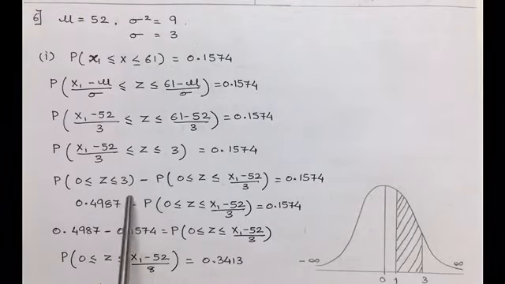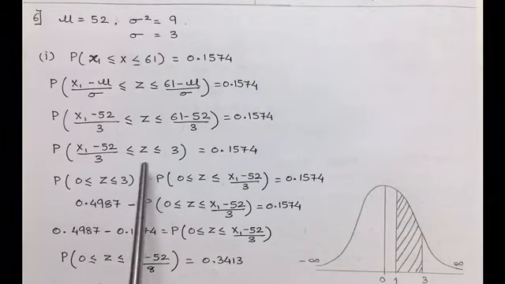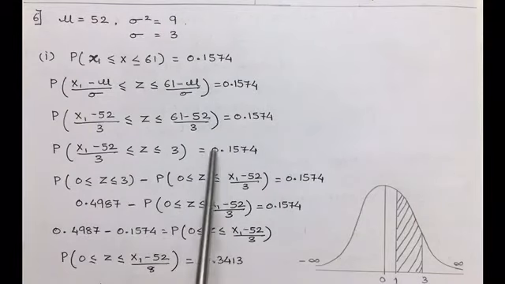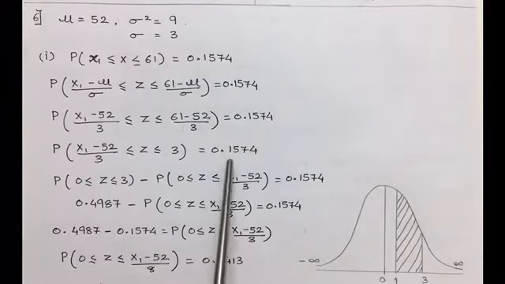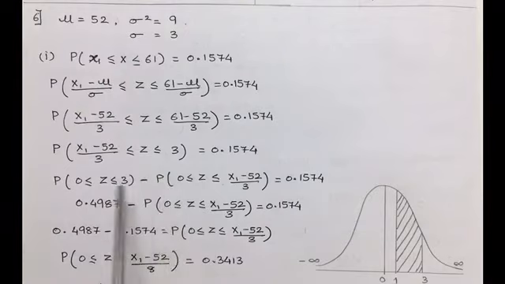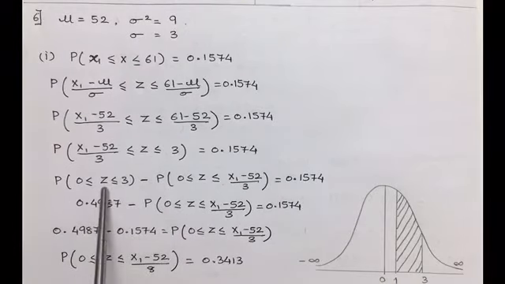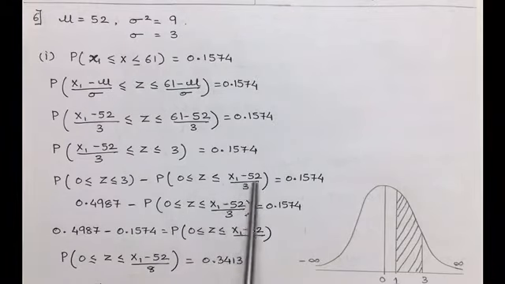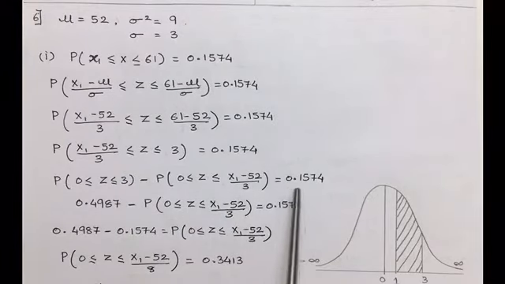Now breaking the probability by 0, as the value of this is smaller than 0.5, we have to subtract both the probabilities. 0 to 3 is taken first minus the probability of X1 minus 52 by 3, that is equal to 0.1574.